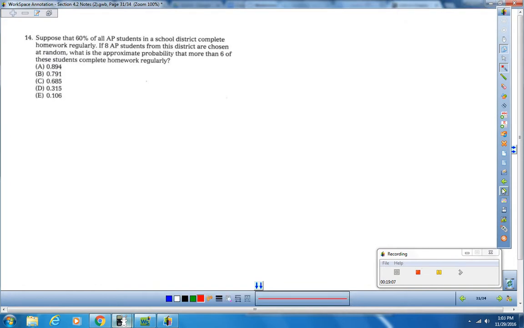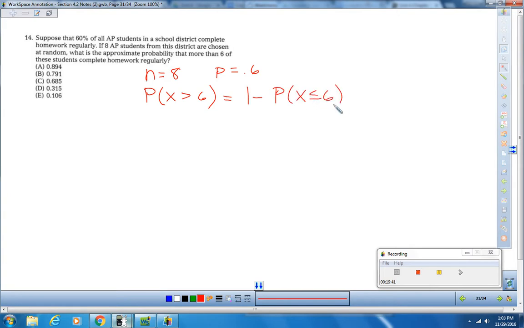Number 14: 60% of all AP students in a school district complete homework regularly. That's not good. If 8 students from this district are chosen at random, so n equals 8, again it looks like we're getting a fixed number of trials. What's the probability that more than 6 complete homework regularly? This looks like a binomial, where p is equal to 0.6. So we want to do 1 minus the probability that x is less than or equal to 6. Again, I'm including 6 here because 6 was not included.